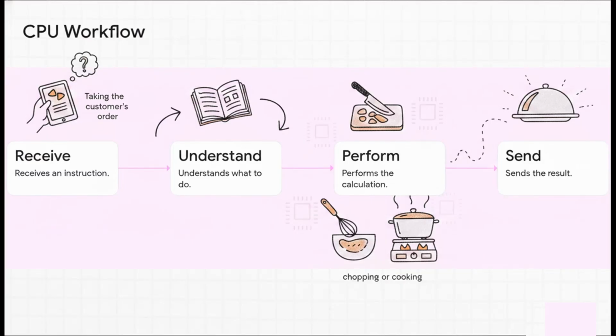Every single tiny action your computer takes relies on a relentless, incredibly fast four-step process happening millions of times a second. First, receive. That's taking the customer's order. Second, understand. Reading the recipe. Third, perform, doing the actual chopping, mixing, or cooking. And fourth, send, plating the food up and delivering the final result.